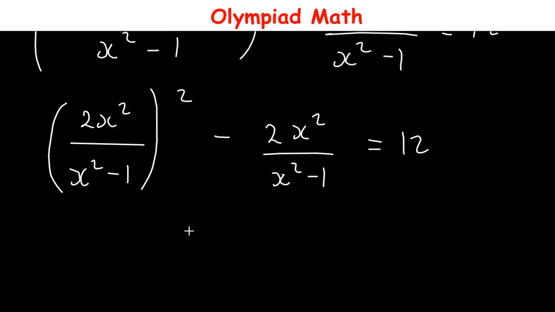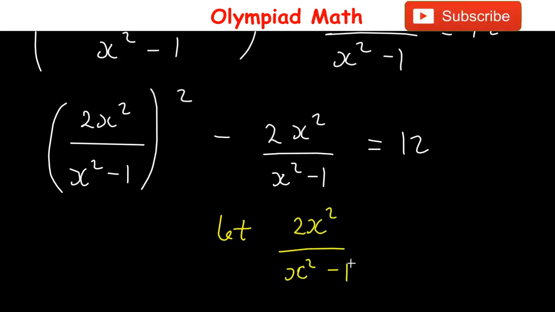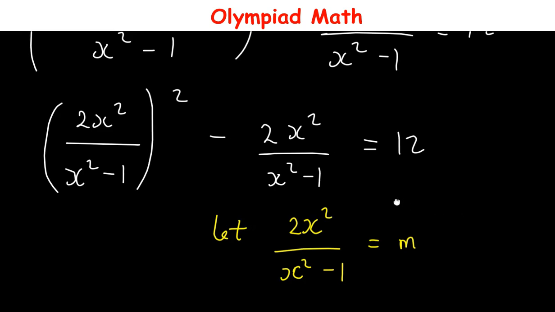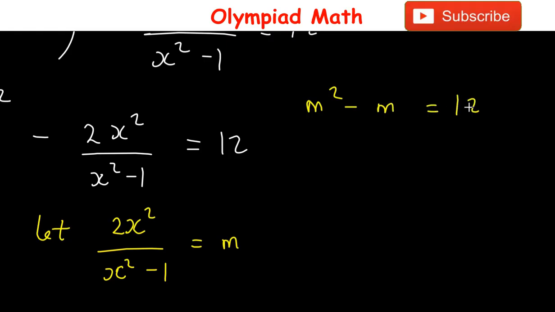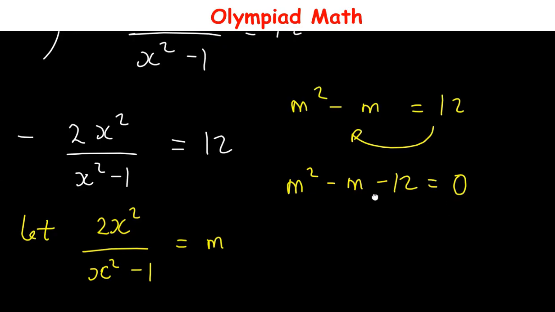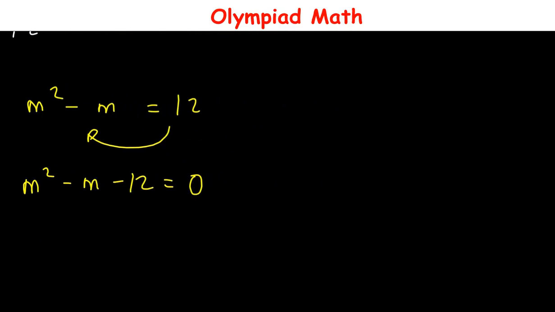We are then going to say that let 2x²/(x² - 1) equal m, such that this equation then becomes m² - m = 12. Move 12 over to the left hand side: m² - m - 12 = 0. This equation can be solved by factorization method.